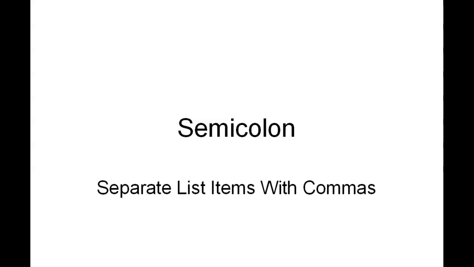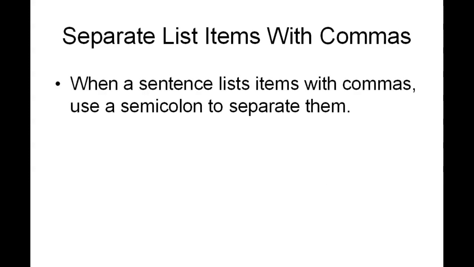Welcome. We're going to take a look at semicolons and how writers can use semicolons to separate items in a list. So when a sentence lists items that already have commas in them, writers will use semicolons to separate out those lists.